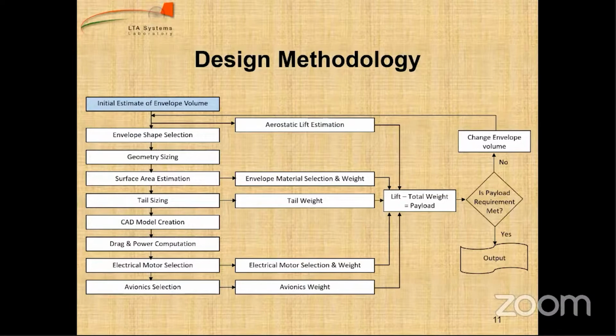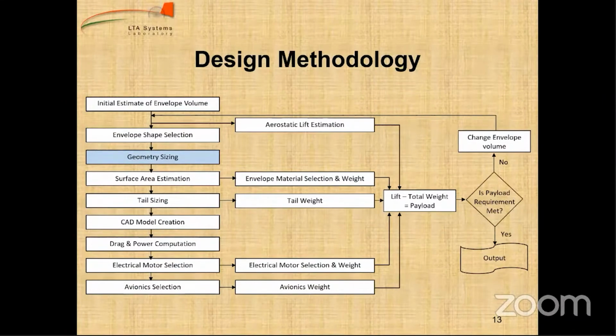guessing the envelope length. As I mentioned in the earlier slide, the length should be less than 4 meters. So we can start our calculations with 4 meters, 3 meters, 2 meters, 3.5, 2.5. By doing this, we can make an initial estimation of the envelope volume, the first box in the design methodology. Then the second one is to select the shape of the envelope. As we have selected the ellipsoid shape, after selecting the shape we can decide the geometry. Correct. We can obtain the dimensions of our envelope.